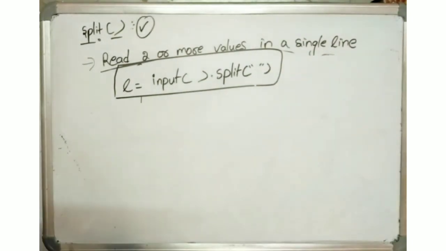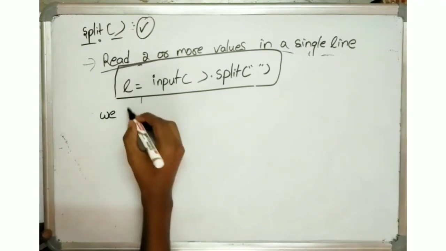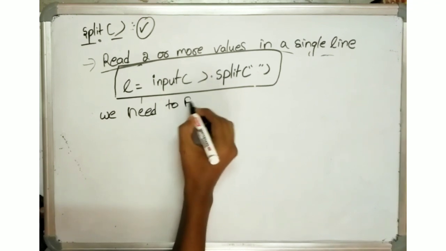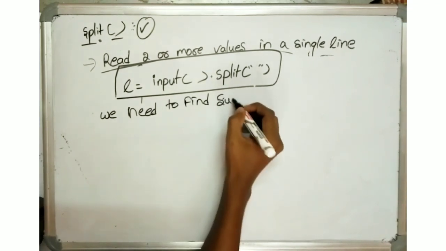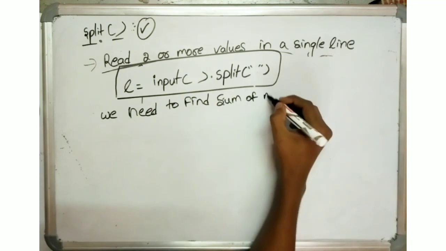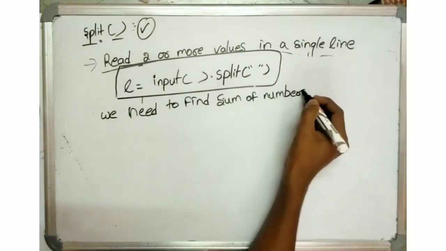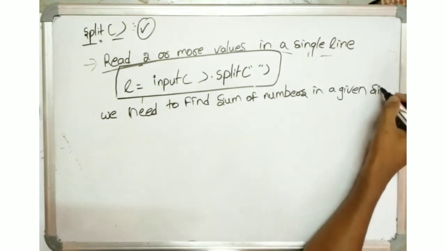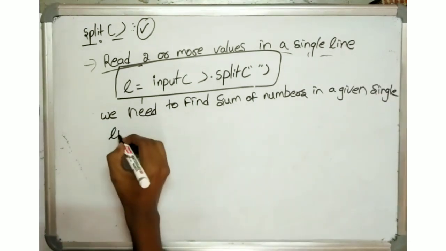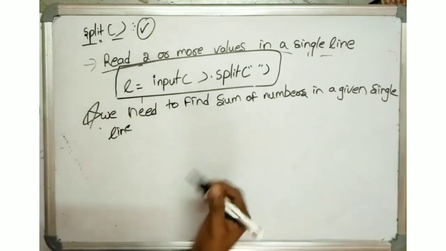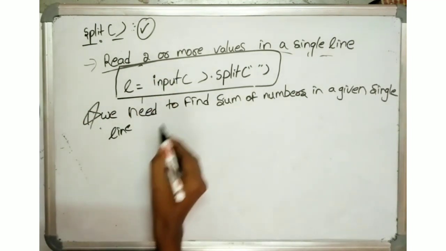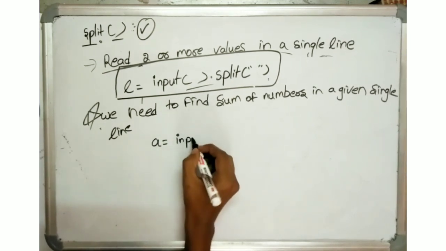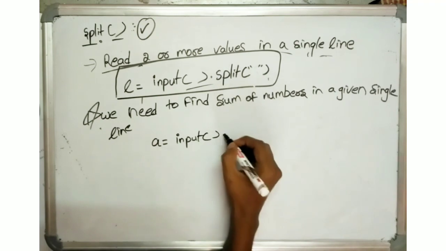What is our question? We need to find the sum of numbers given in a single line. Sum of numbers in a given single line. Right? Okay, let us assume this is our task. What we do? Just simply using the split function, a equal to input dot split.